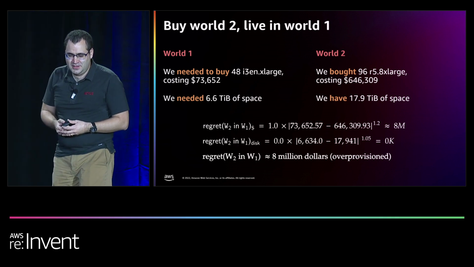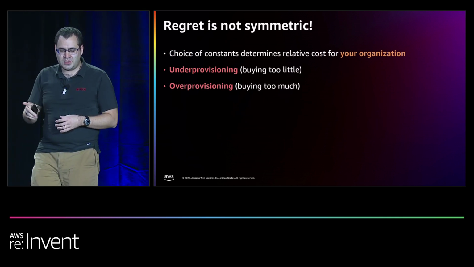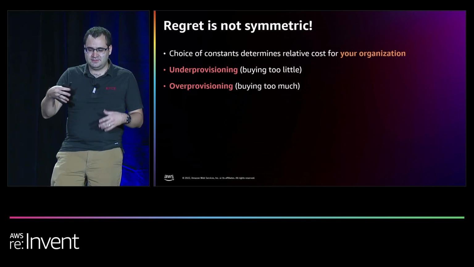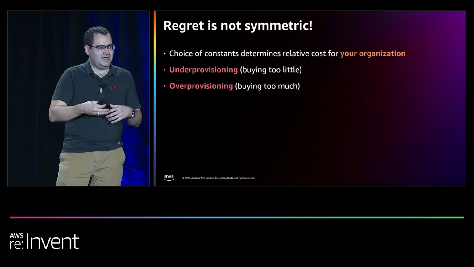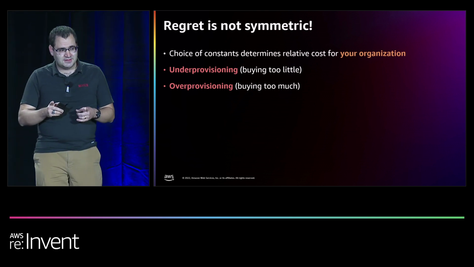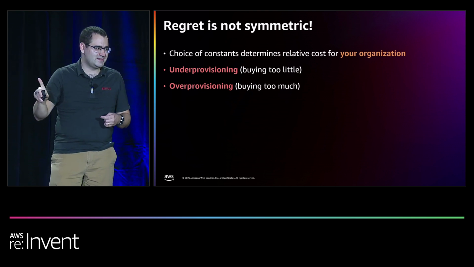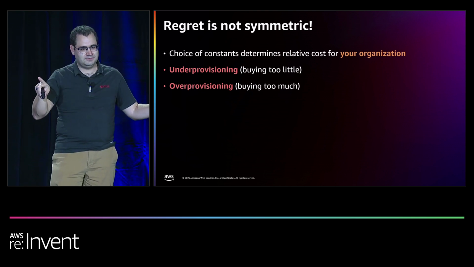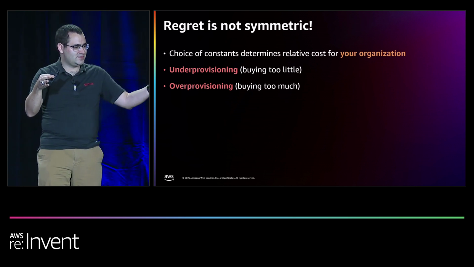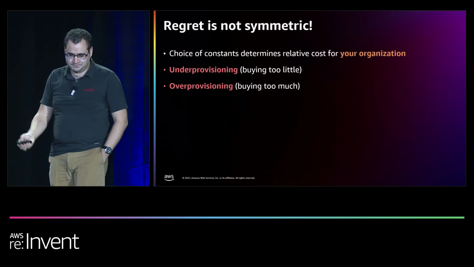And this brings us to a realization, which is that regret is not symmetric. Choices of constants determine the relative cost for your organization of under-provisioning and over-provisioning. In this case, because of our parameters, the under-provisioned case was less regretful than the over-provisioned case. However, that tail event cluster is probably the most regretful choice when you compare it to every other option. When you add that up over 1,000 simulations, it's almost never the right choice. It's almost never right to spend that much money.